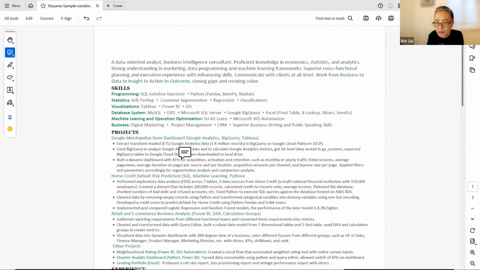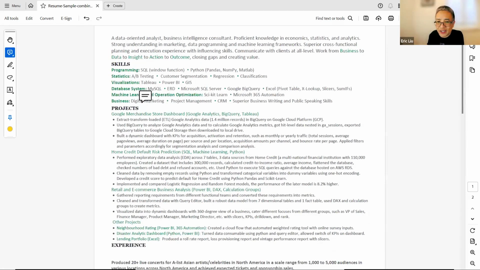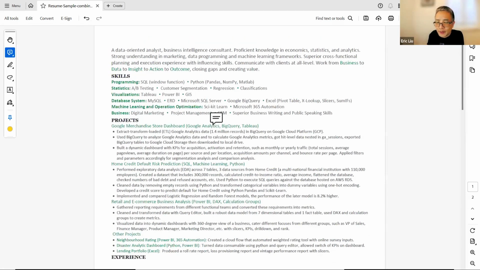Now if we go to the top of the resume, this is the summary, and then you have the skills section, and then you have projects, right? Almost all of these skills and project experience she got from WeCloudData, from this bootcamp. So let's go through the summary real quick.